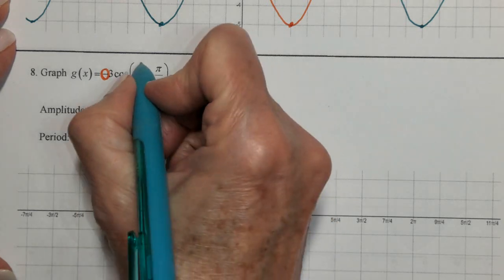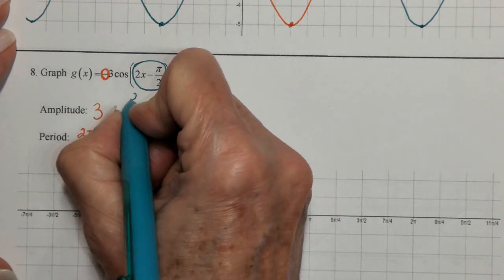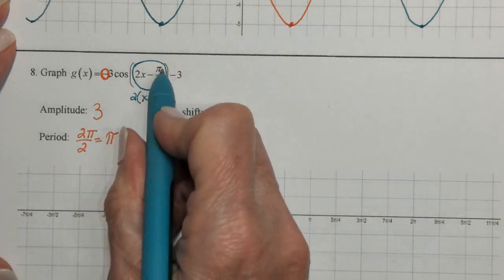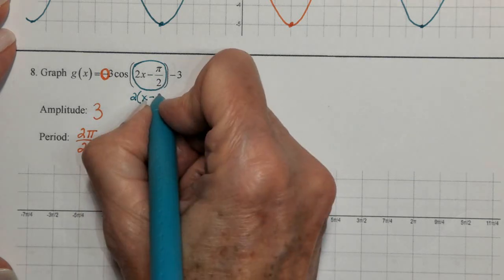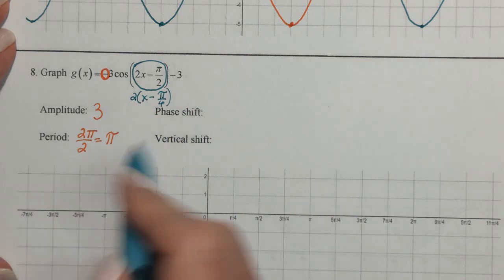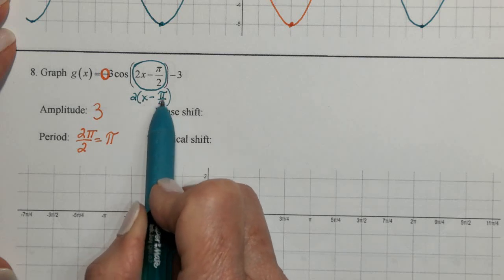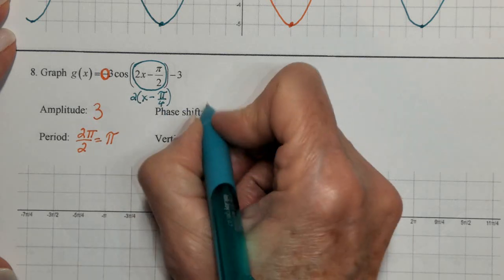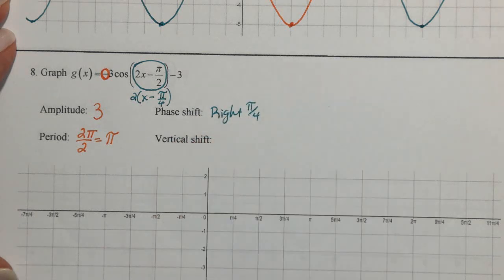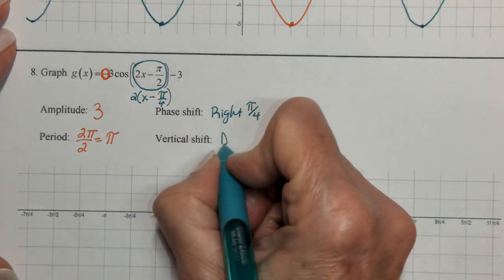Okay? We need to take this and factor out a 2 first. Let's factor out a 2 first. When we factor out a 2, what do you multiply 2 by to get pi over 2? You multiply 2 by pi over 4 to get pi over 2. So 2x minus pi over 2 is 2 times x minus pi over 4. The phase shift is to the right pi over 4, not pi over 2. Vertical shift, down 3.